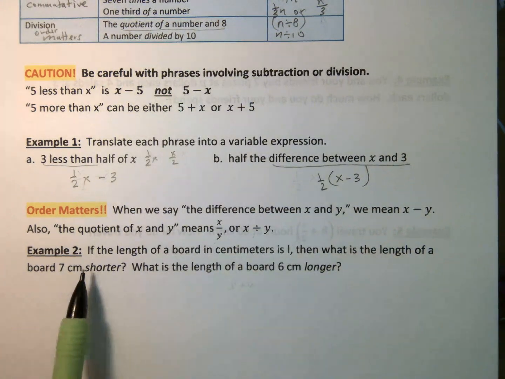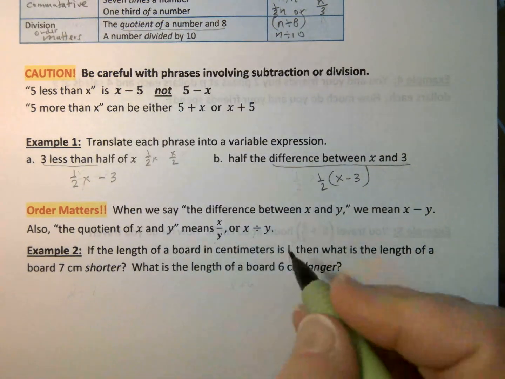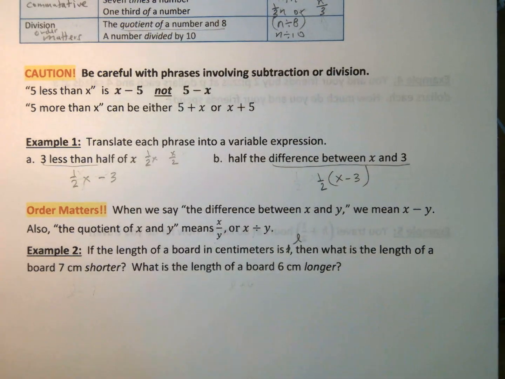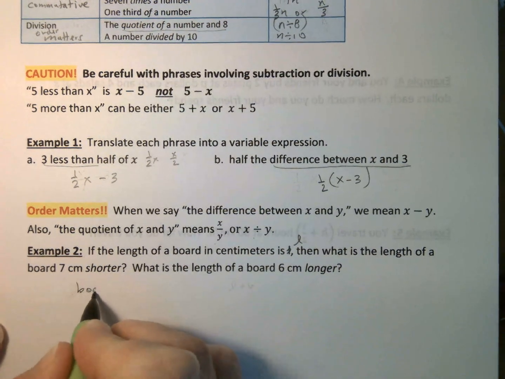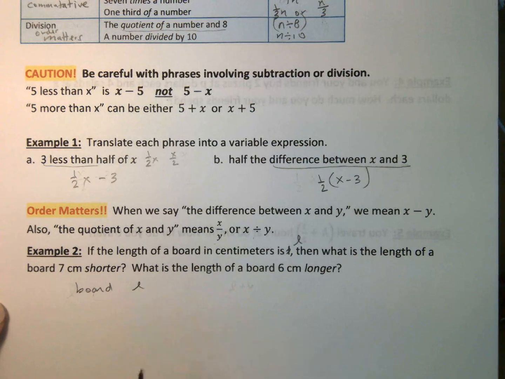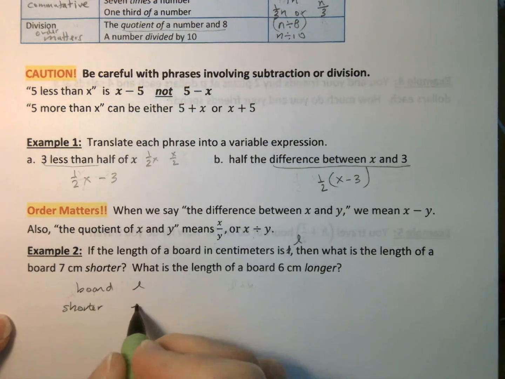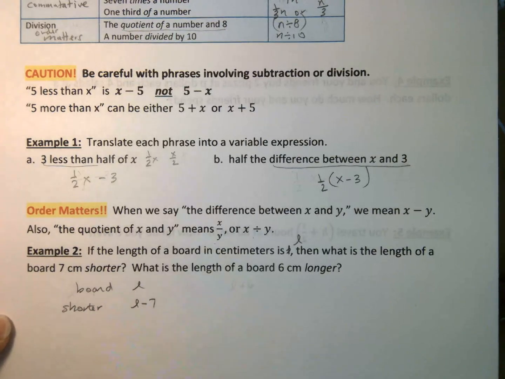Okay? Example 2. If the length of a board in centimeters is L, and this should be like a cursive L, then what is the length of a board 7 centimeters shorter, and what is the length of a board 6 centimeters longer? So here's my board, and it's equal to L. And then I have a shorter board, and so it's the length of the first board minus 7.